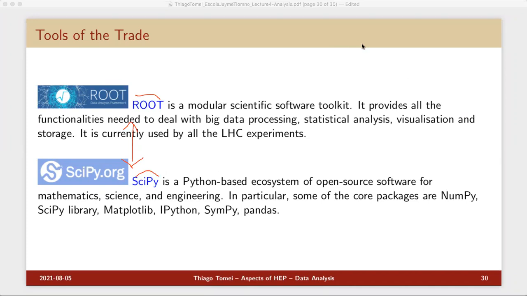So this is all that I have for today. I invite you to look at this package, and there are tutorials on the web, and so forth. And I think this is my last slide for today.